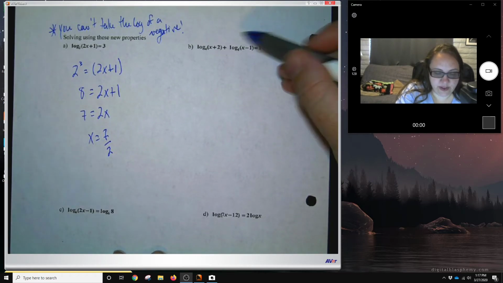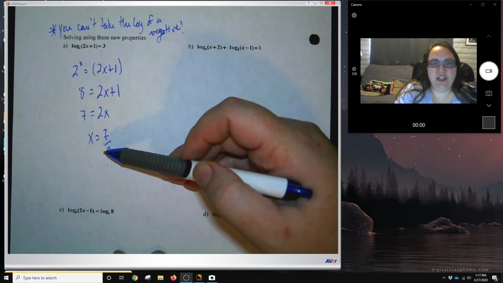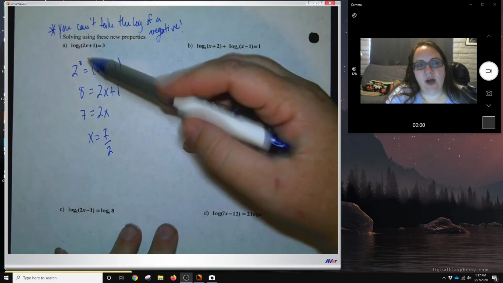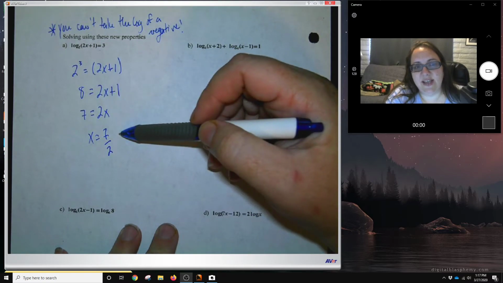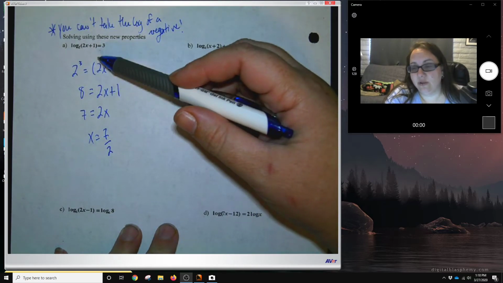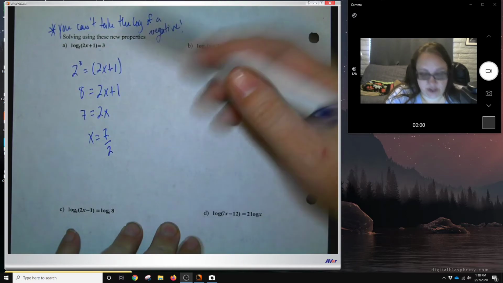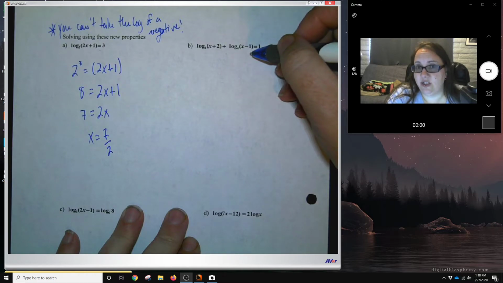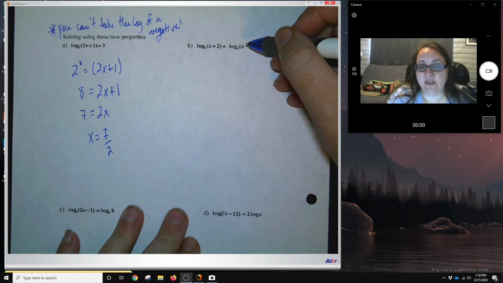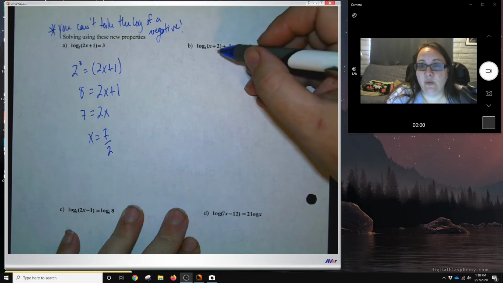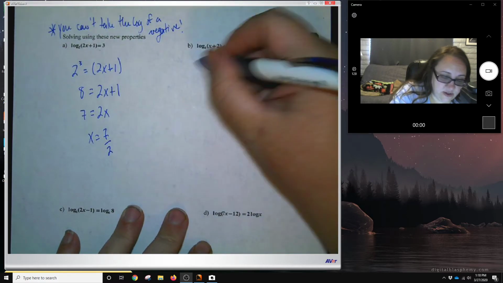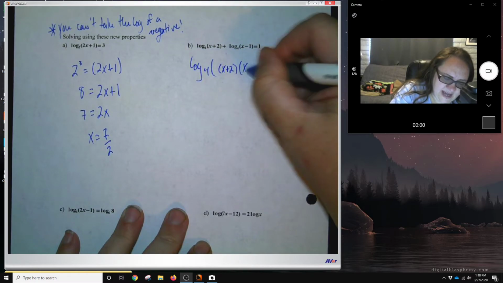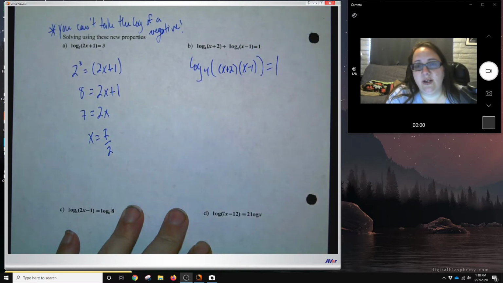Now I'm back. So here, what we should do is check to make sure that when I plug this back in, I don't get a negative in a log. So 2 times 7/2 is 7 plus 1 is 8. I can do the log of 8, so that one's okay. So for this one, before I can turn this into an exponential, I have to combine these two logarithms. In order to combine these two logarithms, when we add, we multiply. So this would be log with base 4 of x plus 2 times x minus 1 equals 1, like that.